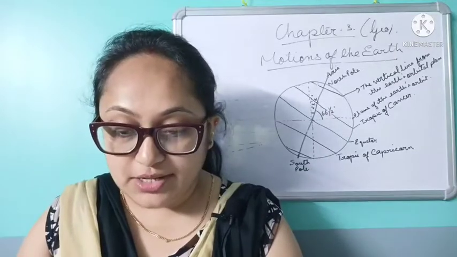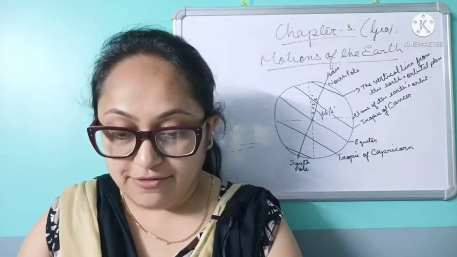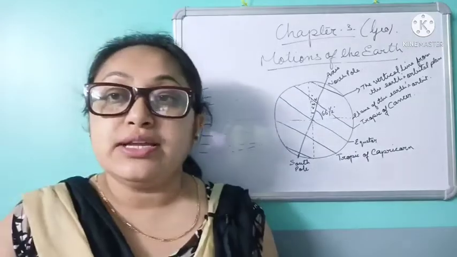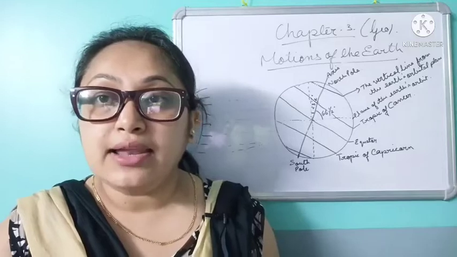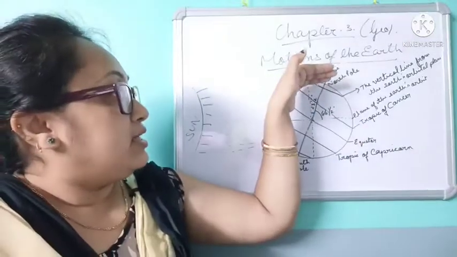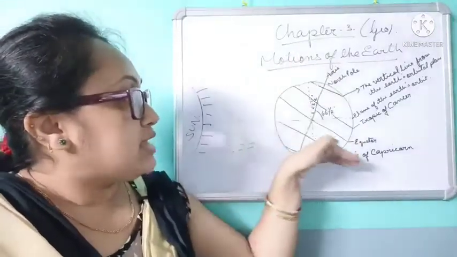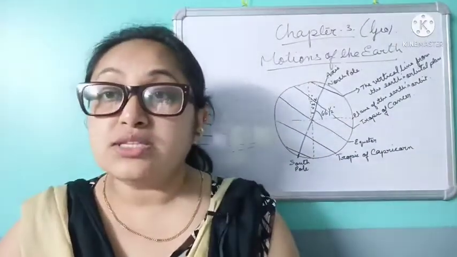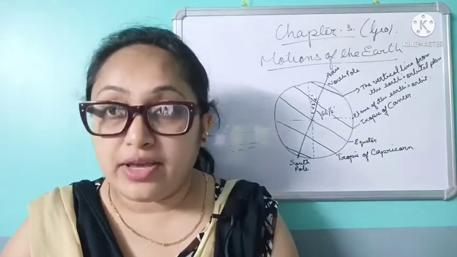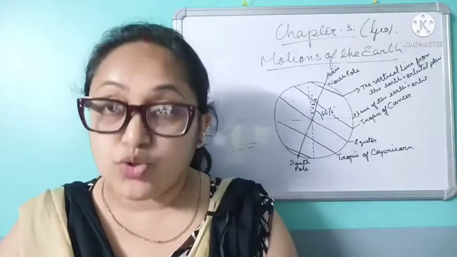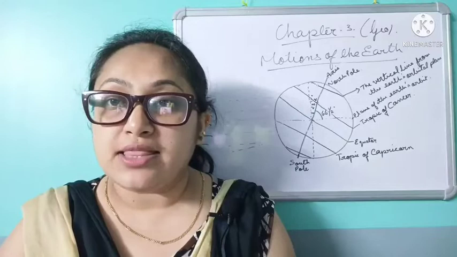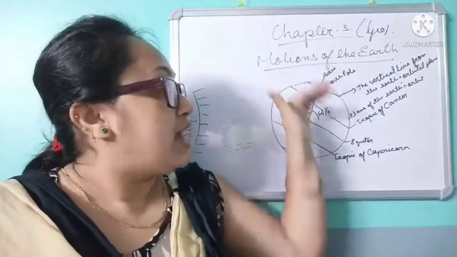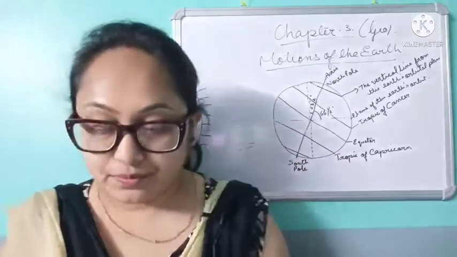It causes the bulging of the Earth at the equator and flattening at the poles. We have already discussed in the previous chapter that it is flat at the poles and bulging at the equator. Clear? The Earth is not fully spherical due to the bulging at the equator and flattening at the poles. Flattening at the pole means it is flat. This area is flat at the poles.